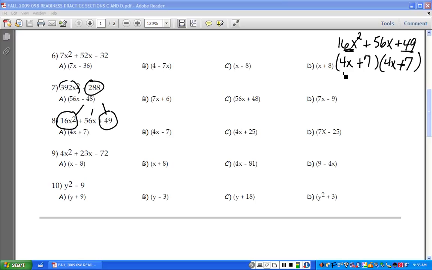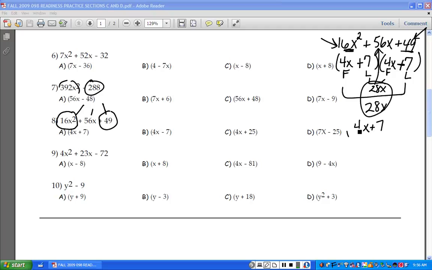So let's check. First times first gives us the first. Last times last gives us the last. Outside 28x, inside 28x. 28 and 28 is positive 56. So we got it right. So really 4x plus 7 times 4x plus 7 will be the same as saying 4x plus 7 squared. Okay, so 4x plus 7 squared, answer being letter A.